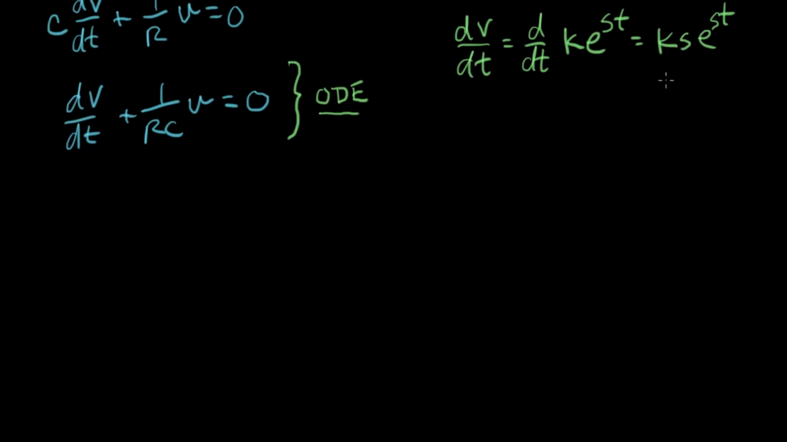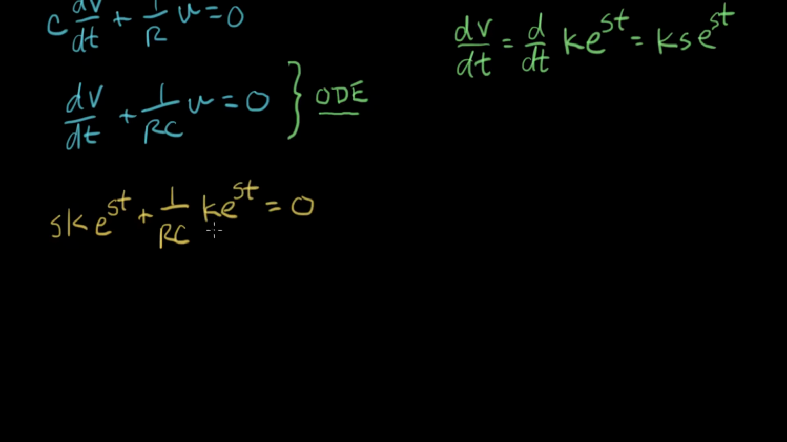So now I'm going to plug in the derivative that we had plus the proposed solution and see if our equation comes out true. So dv/dt is s k e^(st), plus 1 over RC stays here. And we plug in v, and v was k e^(st). And that all equals 0.